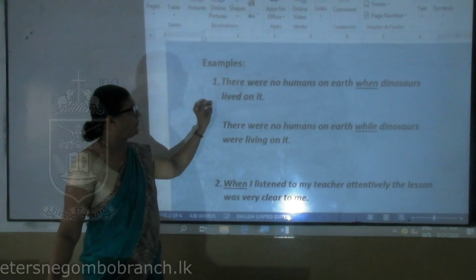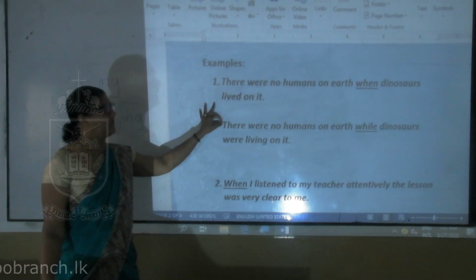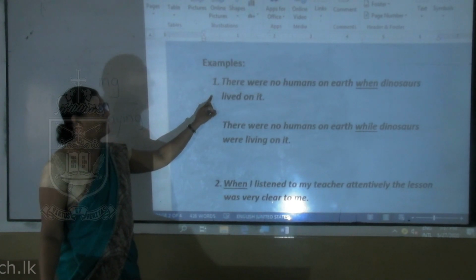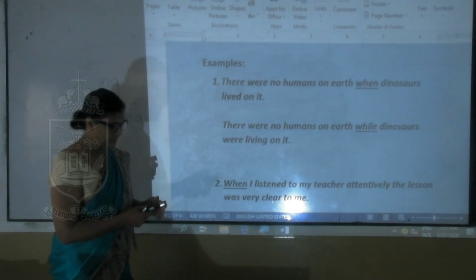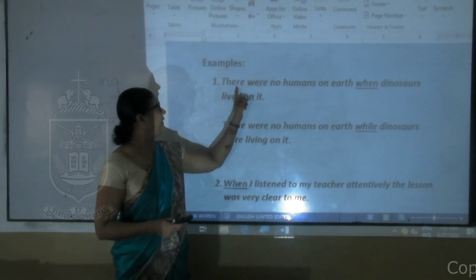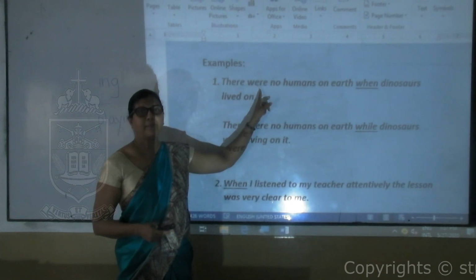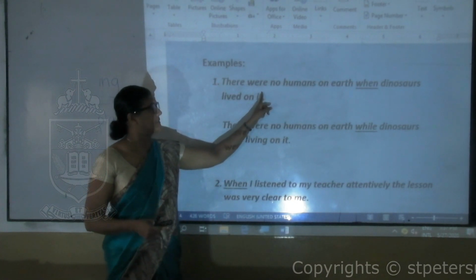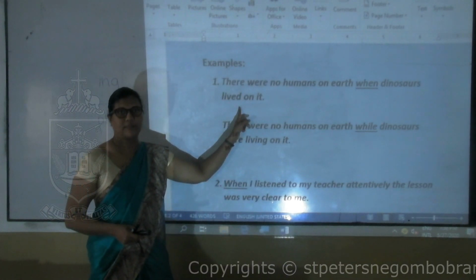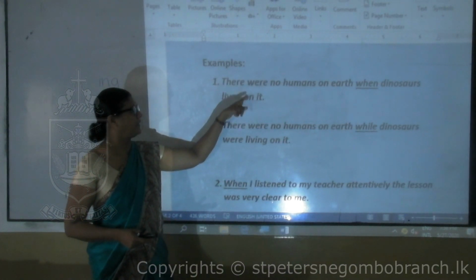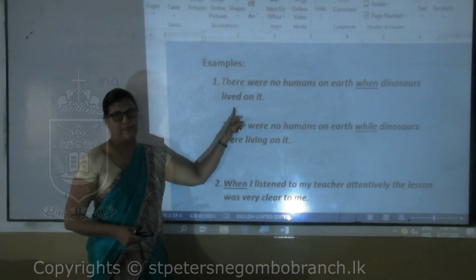There were no humans on Earth when dinosaurs lived on it. So you can see here, there were no humans, which is a simple tense, and dinosaurs lived on it, simple past. There were is also simple; lived is also simple.